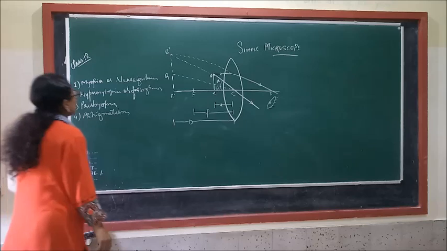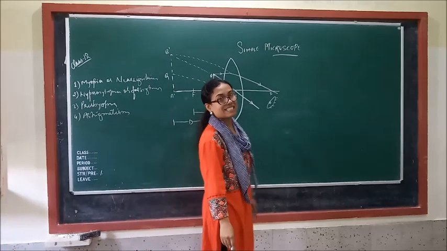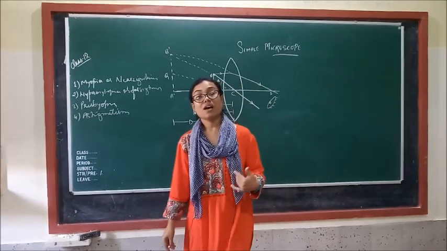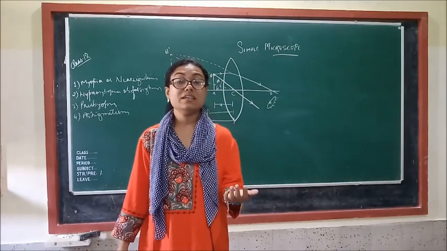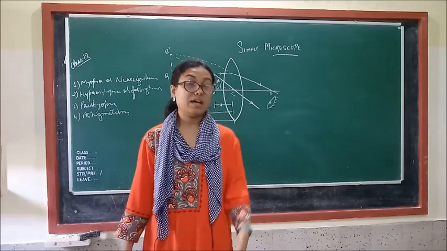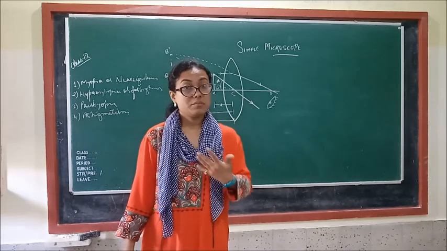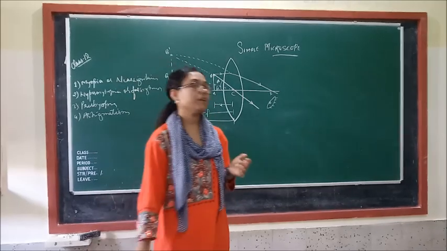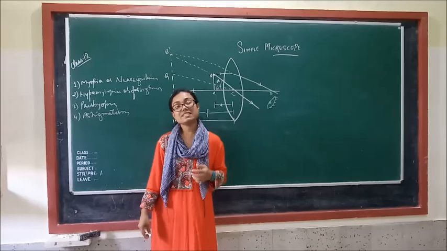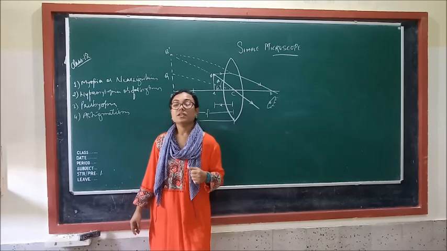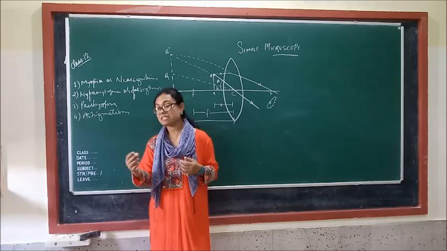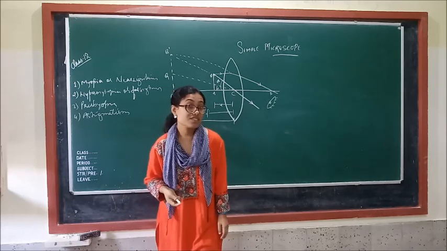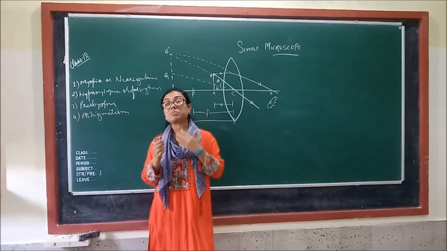One is myopia or nearsightedness. What is the meaning of myopia? Nearsightedness means a person can see near objects. I am suffering from myopia because I can see near. Before studying the eye defect, I'll tell you the least distance of distinct vision. For every person, if I see the object from too close, my eyes feel pressure.